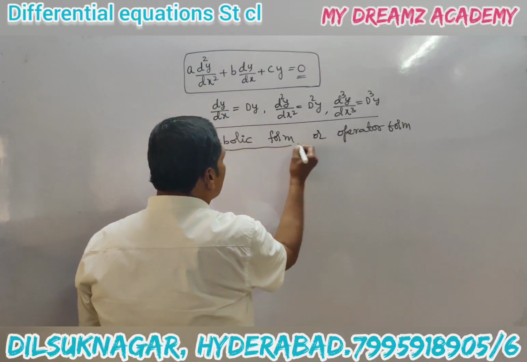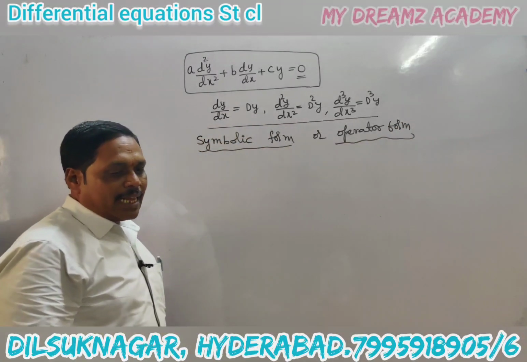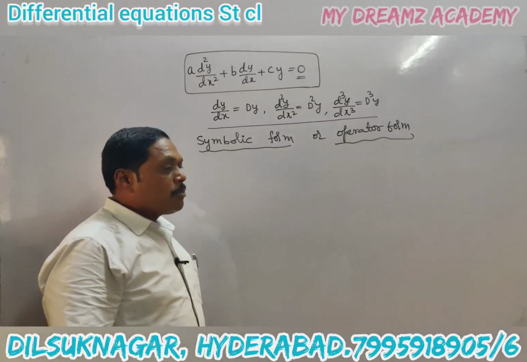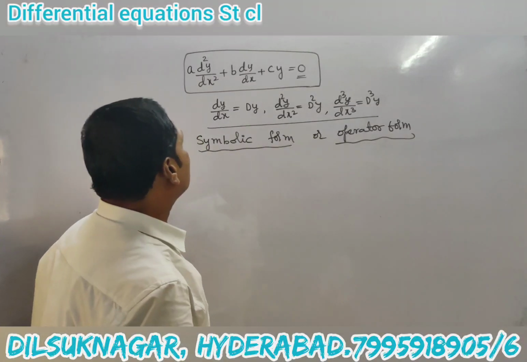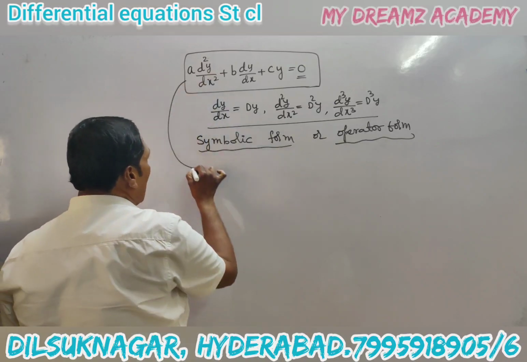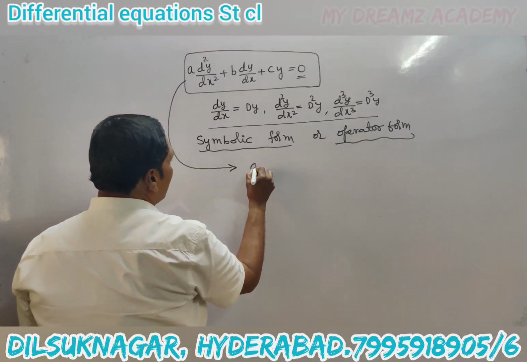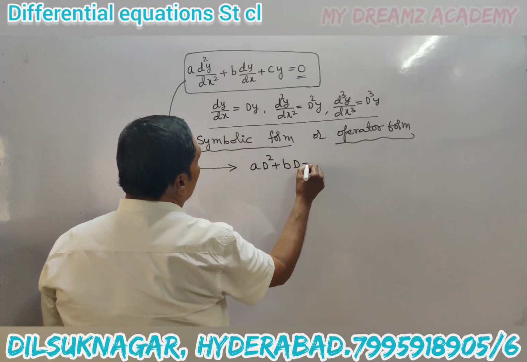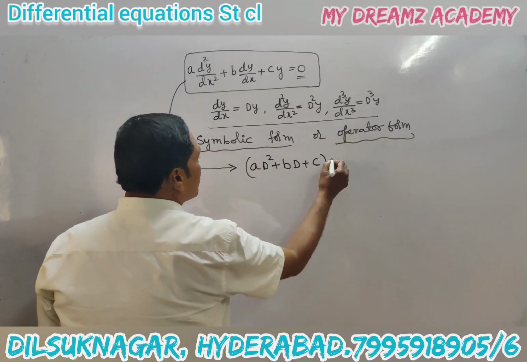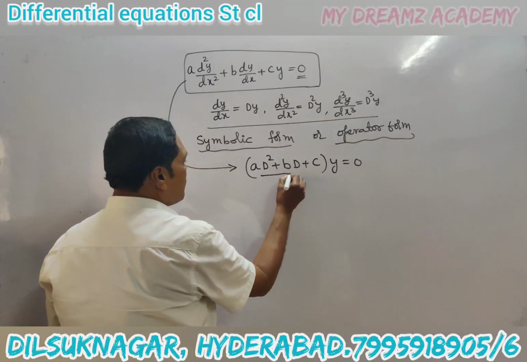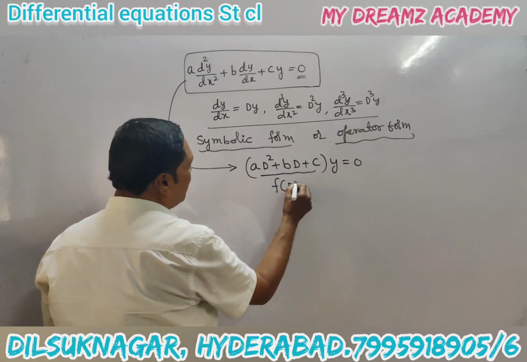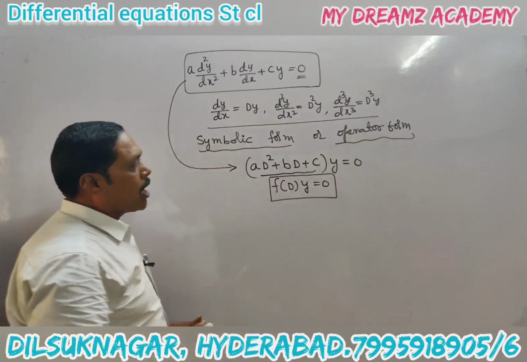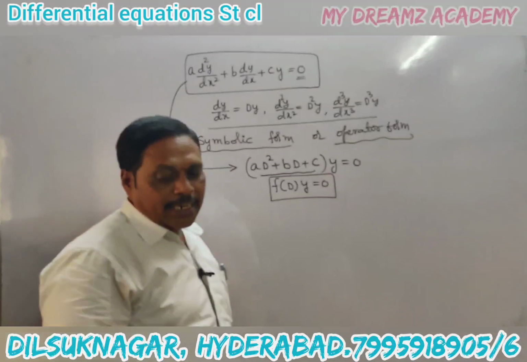Very important point, very important topic in the ESET exam. Minimum 2 or 3 problems were asked last year. Minimum 3 problems asked from this. Suppose you write this in the operator form, you will get a into D square plus b into D plus c, y is equal to 0. This is in the form of D, therefore we can write f of D into y is equal to 0. This is called the symbolic form or operator form of the given differential equation.